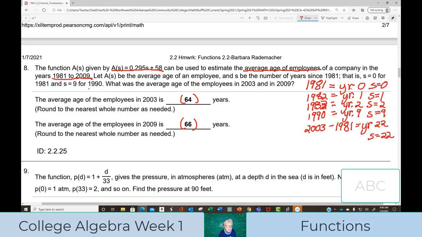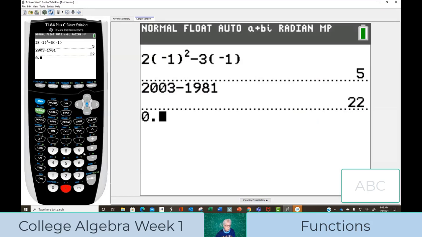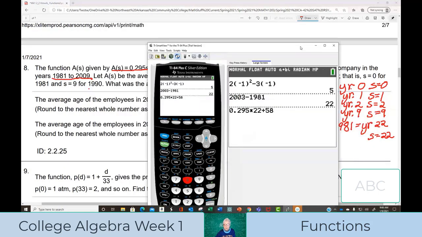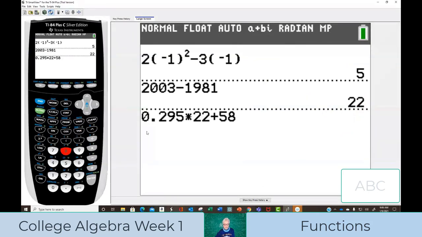So what does that mean for us? That means that this first question is going to be calculated by putting this in my calculator: 0.295 times 22 plus 58. Let me make sure that's right. I don't trust myself. 0.295, yes, times 22 plus 58. And there it is right there.